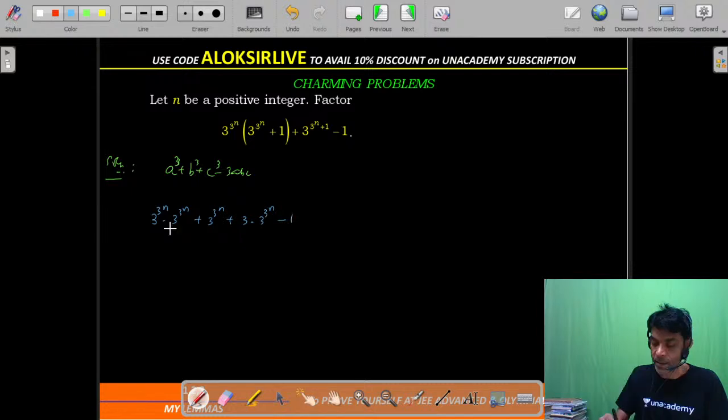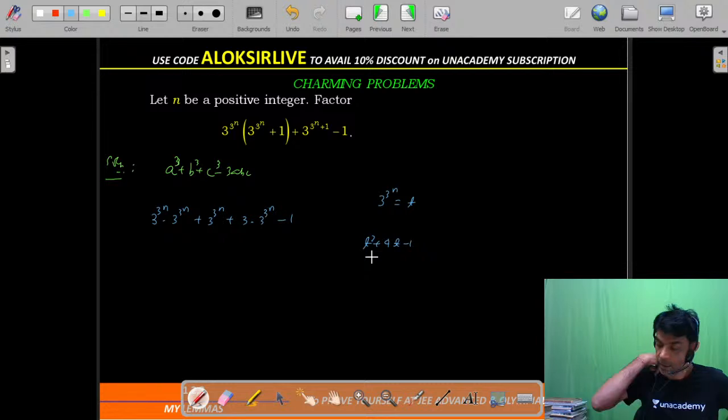The problem could have been made more involved if you had written it like this. Now see, a lot of 3 to the n's are there, right? 3 to the power 3 to the power n. One other way of giving the same expression could have been: 3 to the power 3 to the n is t, suppose, and I could have given you t squared plus 4t minus 1. This would make it even more involved. t squared plus 4t minus 1, right? Because 3 to the power 3 to the power n.